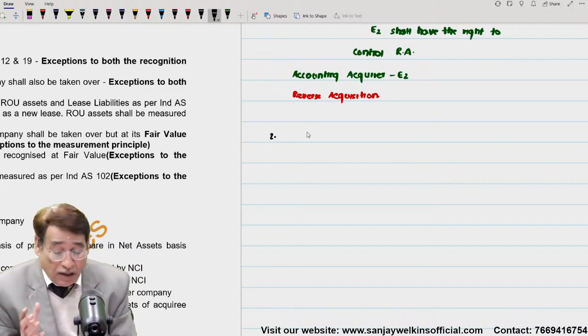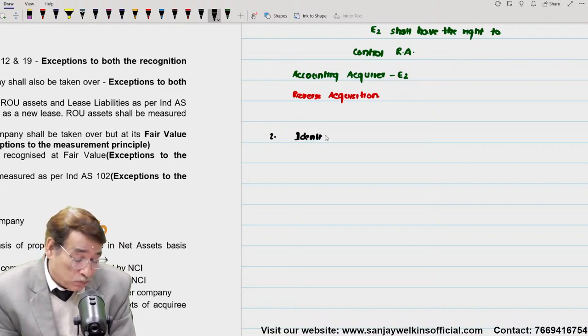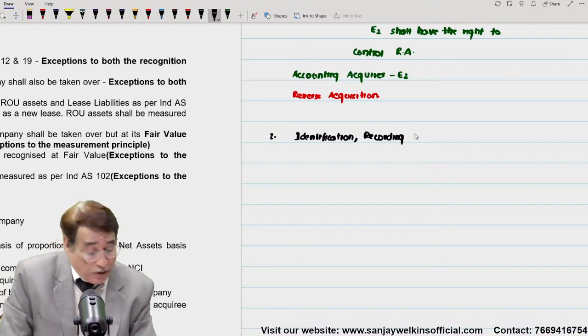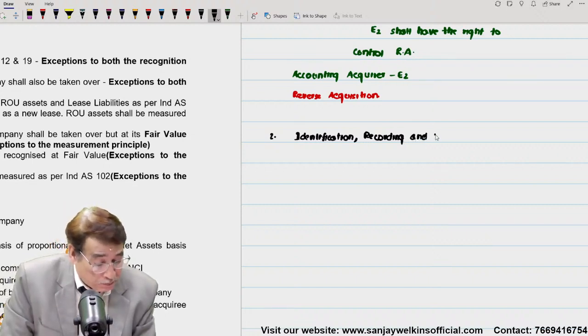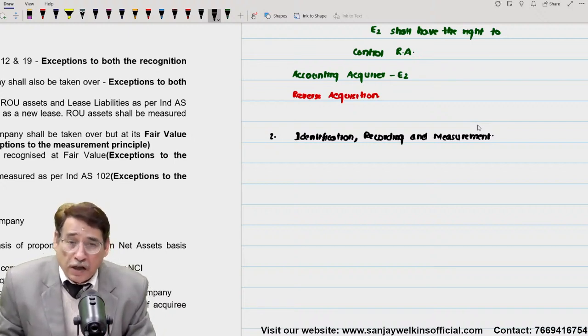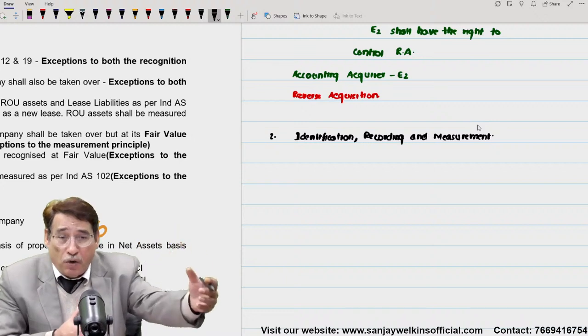Now, under the second step, what are we supposed to do? The second step deals with identification, recording, and measurement. I have already told you, because ultimately on the date of acquisition, you are supposed to prepare the consolidated financial statement, because you are getting the control of the other entity.